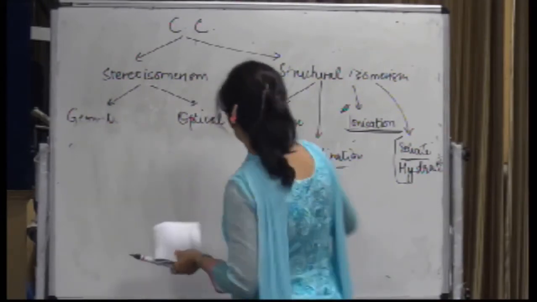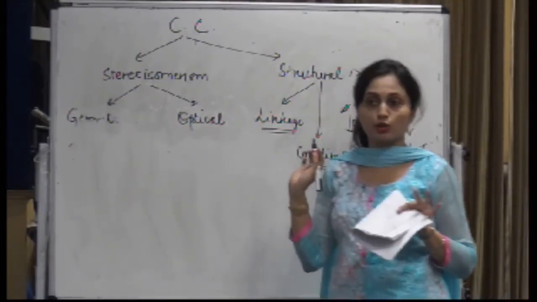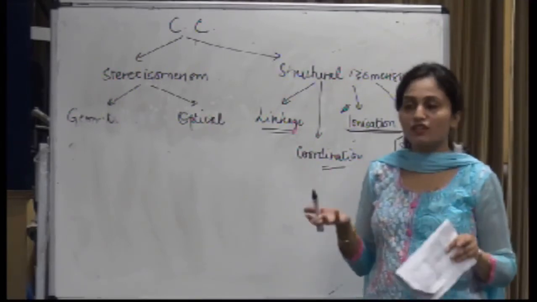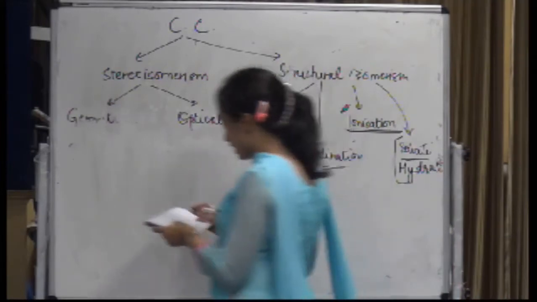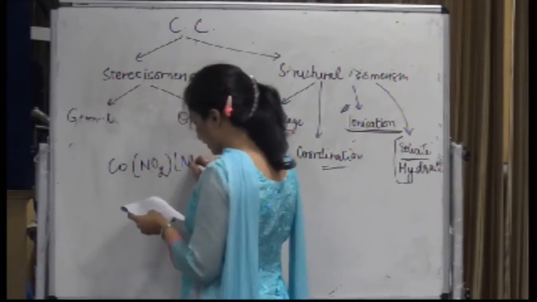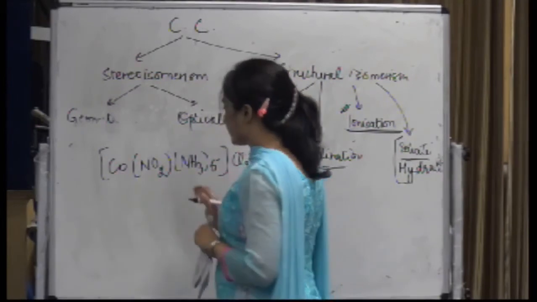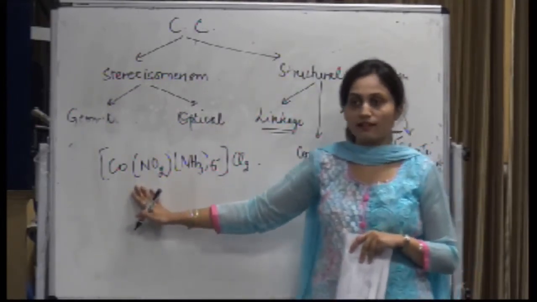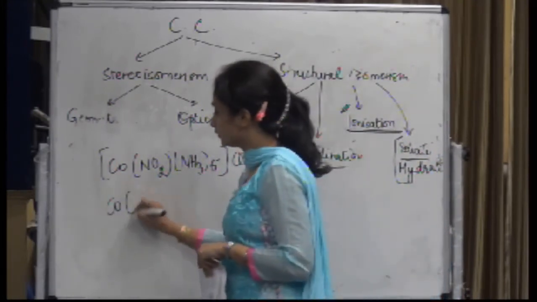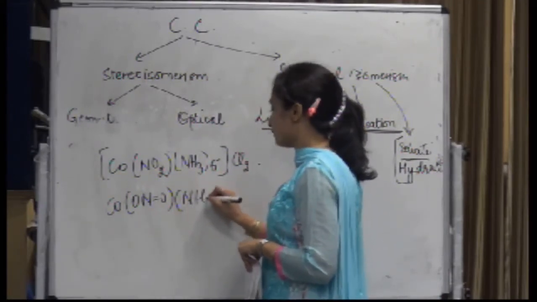So here, okay, now we move on to the next type, which is linkage isomerism. Linkage is very simple for you to understand, because all of you understand ambident nucleophiles, ambident ligands, sorry, here I should be calling them ligands. So if I have CO, NO2, NH3, 5, Cl2, then what is the ambident ligand here? NO2 minus. So this can also be written as CO, ONO, NH3, 5, Cl2.